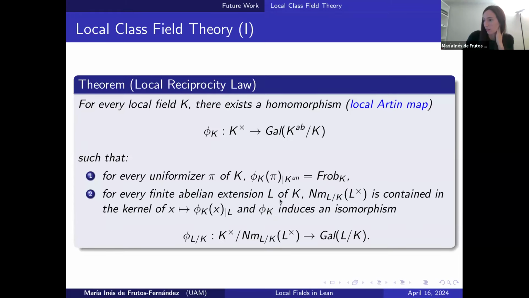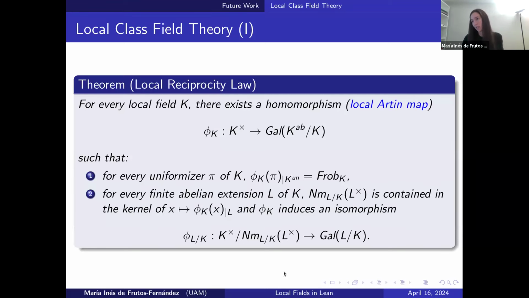And then we also want some compatibility condition with finite extensions. So if L is any finite abelian extension of K, then we want to see that this map phi_K induces an isomorphism phi_{L/K} from this quotient of the units of K by this norm group to the Galois group of L over K. So in particular, to be able to do this, we need to show that this norm group of the units of L is contained in the kernel of this map. So this is our first main goal.